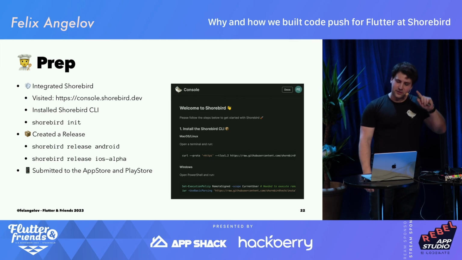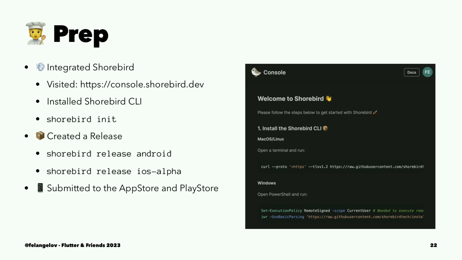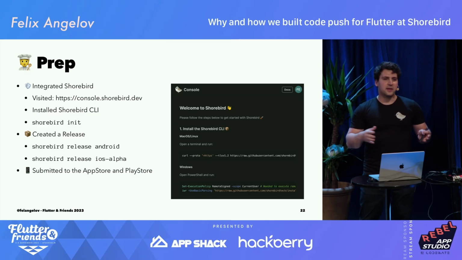So while I was building the Flutter and Friends app, the first thing I did was visit console.shorebird.dev. I followed the instructions and installed the Shorebird CLI. And then I ran one command, which is shorebird init. All that does is tell the Shorebird backend, hey, this app exists. The backend assigns your app a unique ID.